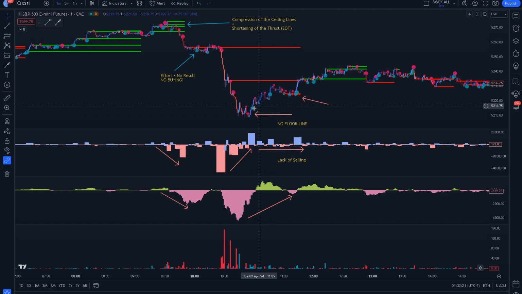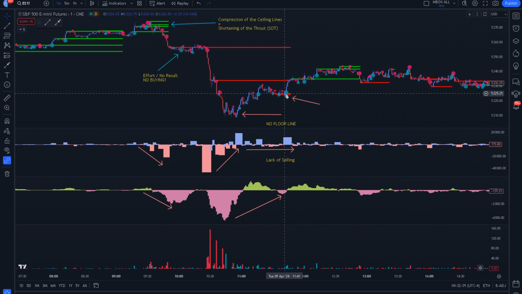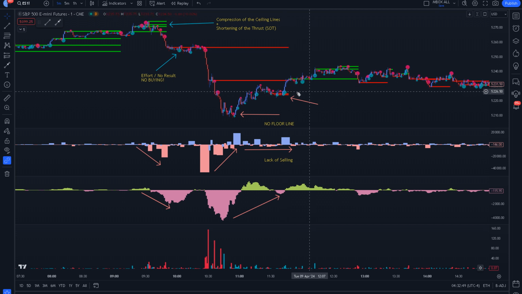And then if you miss that chance at this very narrow double floor, we see that there's a lack of selling in the MBOX histogram and the cumulative delta. That's another position for a long. And I'd like to make sure that this point is taken: when you see a two-line, very narrow formation, it becomes stronger. So this becomes a stronger level of support, right?